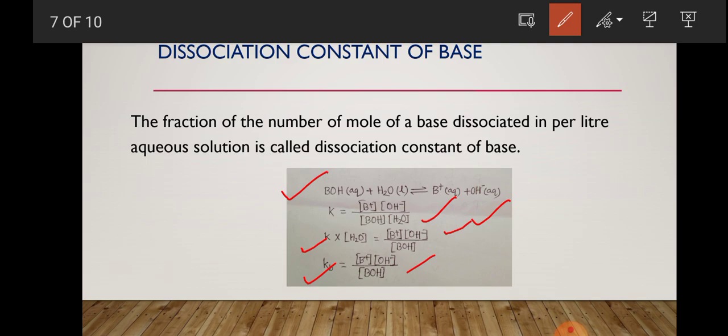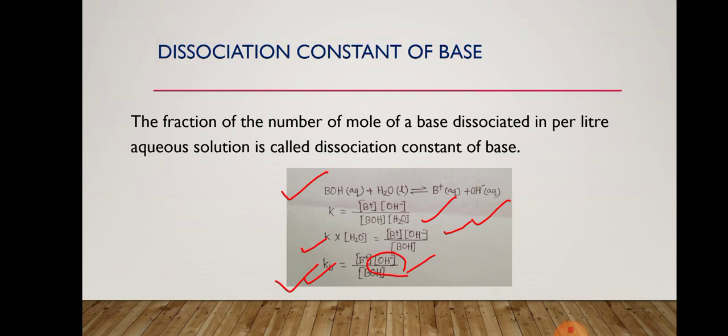The larger the value of Kb is, the higher is the concentration of hydroxide ion. That means if the concentration of hydroxide ion is large, then we get a larger value of Kb, and then we can say the base is strong. So, knowing the dissociation constant of bases, their relative strengths can be compared.